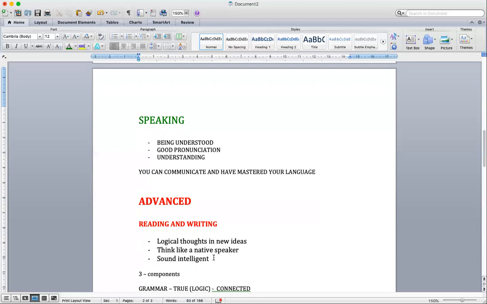The same way, when you start speaking, the skills should be in such a way that it should be understood. And it should also be understanding. When you start speaking, what you want to deliver, your ideas, should be understood. As you start speaking, your pronunciation starts improving. So one day you can communicate very well, and I'm sure you would have mastered your language.